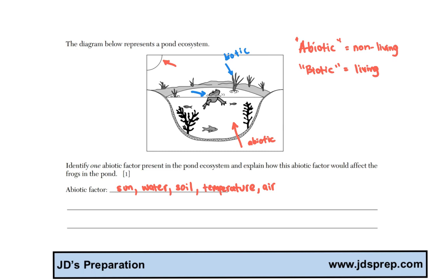The second part of the question was asking, explain how this abiotic factor would affect the frogs in the pond. Let's talk about the most obvious one, which is water. Really, you could have picked any of these, but for now, I'll make the case for water. In the case of water, we know it gives the frog moisture.